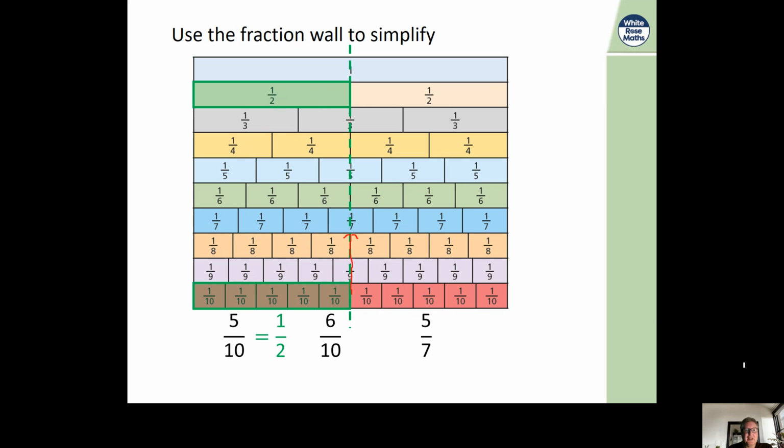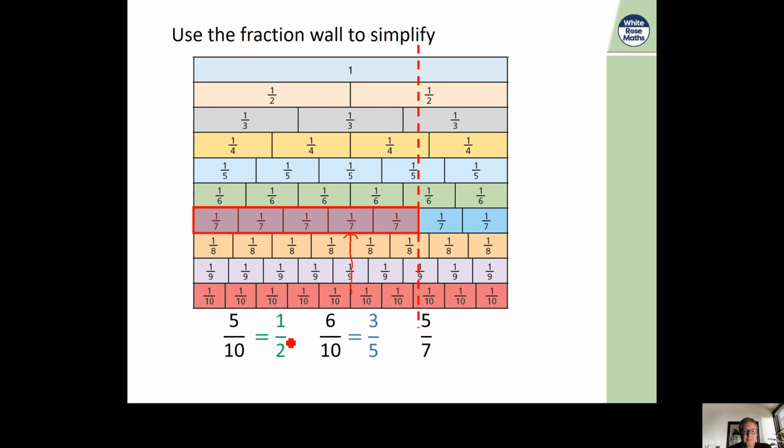Now, whenever you see the top number, which is called the numerator, whenever you see that is half of the value of the denominator, you'll know you have a half. Let's look at the others. So the simplest we can make 6/10 is 3/5.